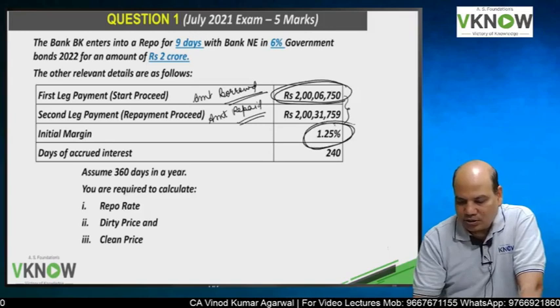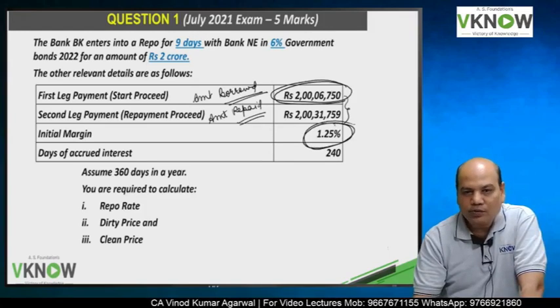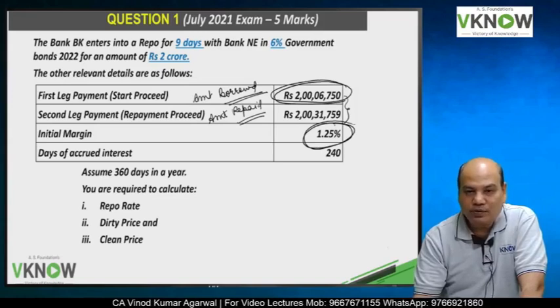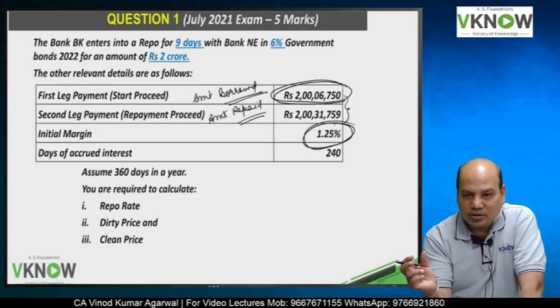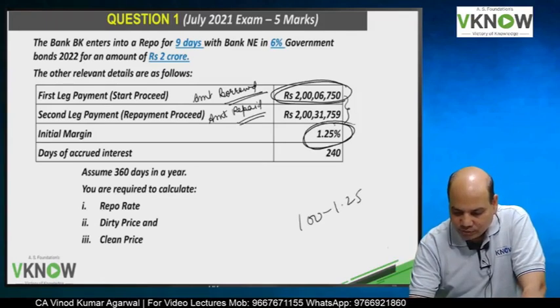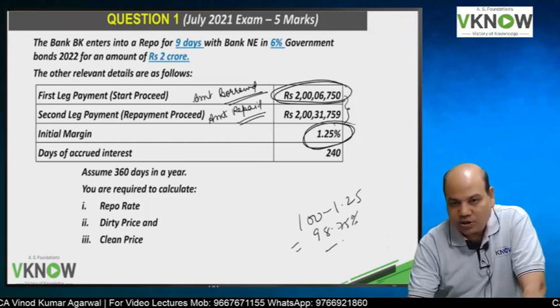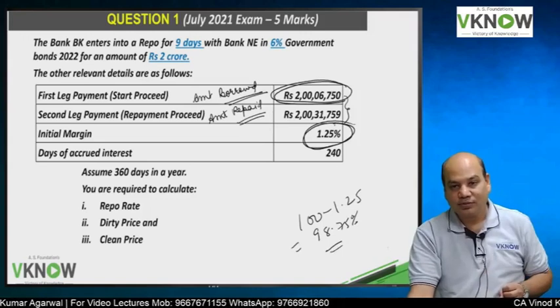Initial margin means the lender will not give you an advance equal to 100% of the value of the security. They will give you an advance equal to 98.75% of the value of the security. Just like in the case of shares.